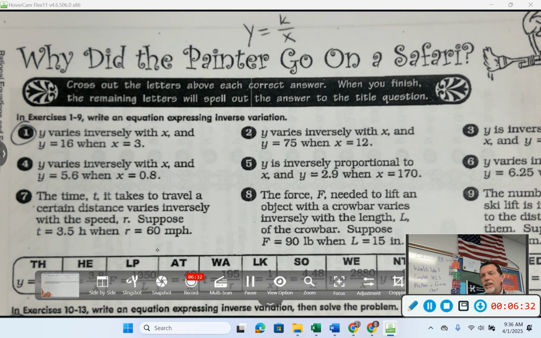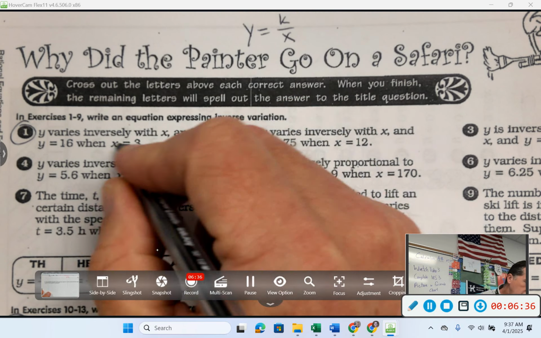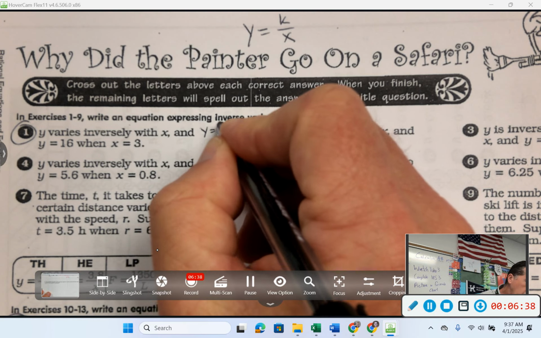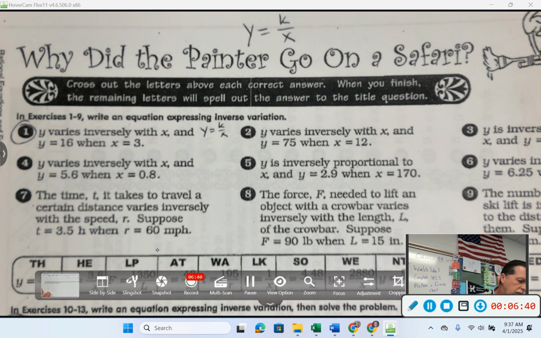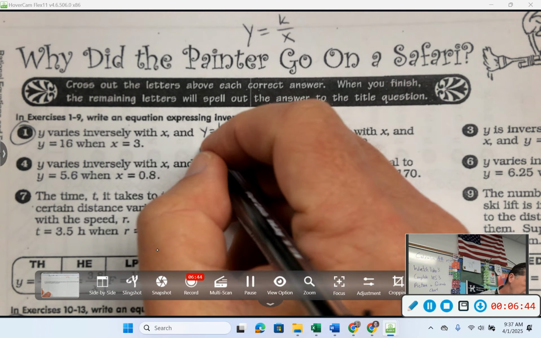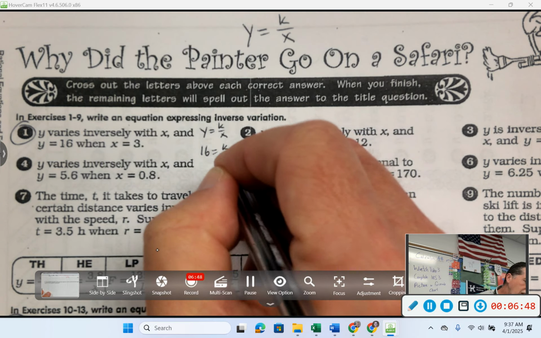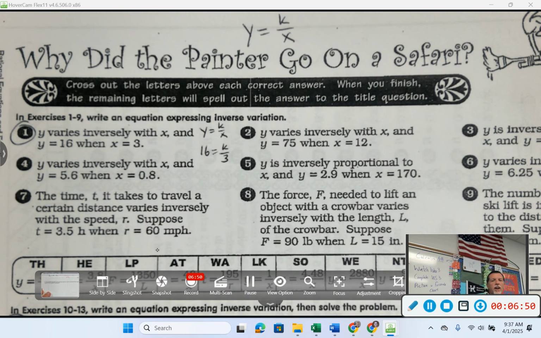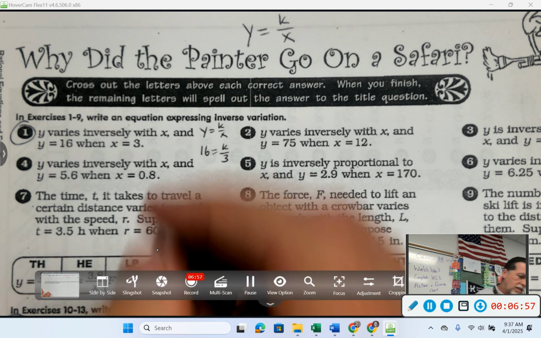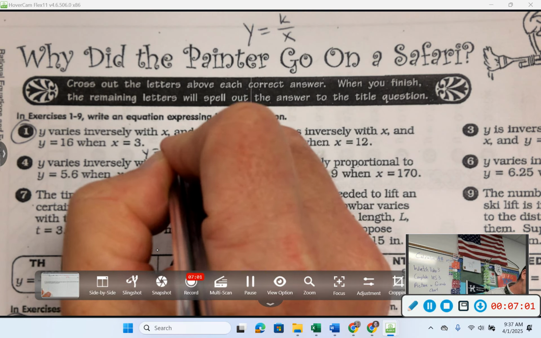No, there's not a lot of room to work, but there's not a lot of work to do. Y varies inversely with x, so y equals k over x, and y equals 16 when x equals 3. So 16 goes in for y, 3 goes in for x. So what's k equal to? 48. So y equals 48 over x.